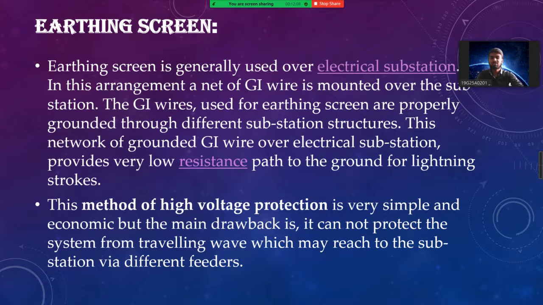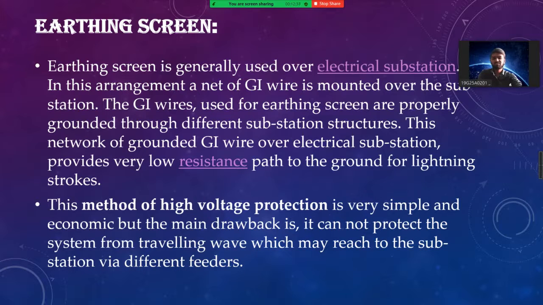This network of grounded GI wire over an electrical substation provides a very low resistance path to the ground for lightning strokes. This GI wire protects the substation from lightning by providing a very low resistance path to the ground for lightning strokes. That's why we use earthing screen of GI wire.